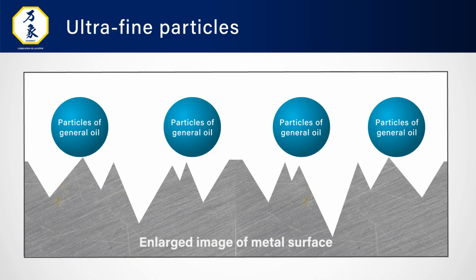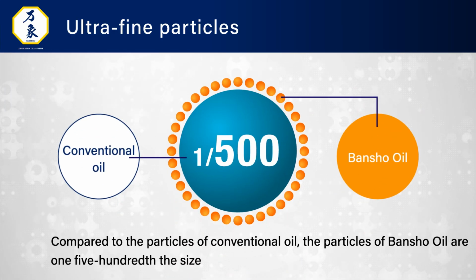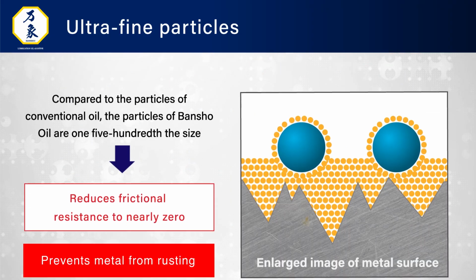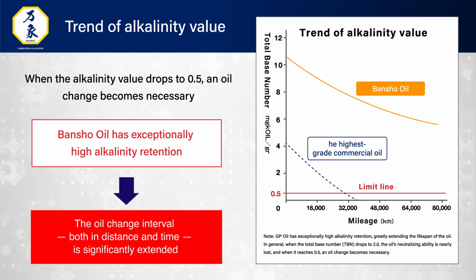The surface of metal contains countless microscopic pores that ordinary oil cannot penetrate, eventually causing it to flow away. However, Bansho Oil consists of ultrafine particles about 1/500th the size of regular oil molecules. These particles penetrate deep into the metal's pores and adhere semi-permanently, preventing oil film loss and protecting the engine from rust and wear.